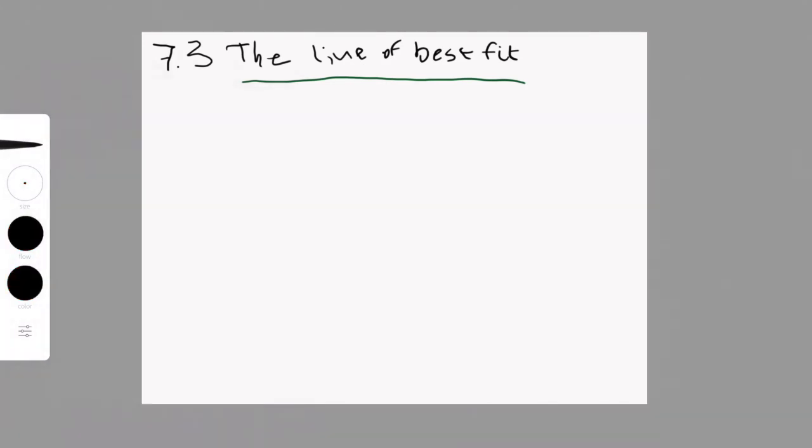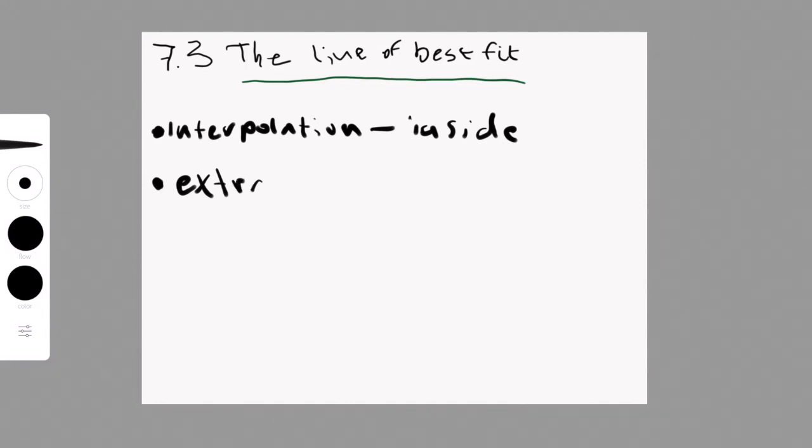The last thing you have to know in chapter 7.3 is interpolation and extrapolation. These are the two different predictions you can make using the line of best fit. Interpolation means inside your data. Extrapolation means outside your data, so extra data. You can think inside, extra, ex. That's how you would remember that.